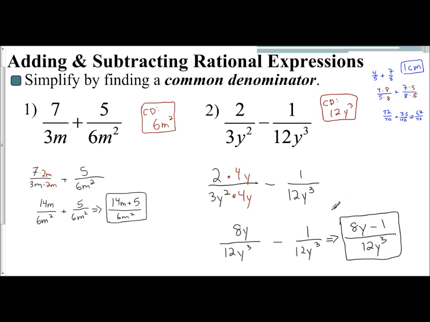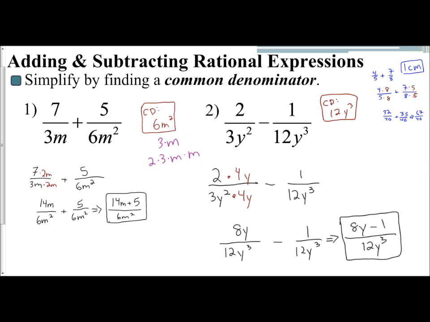And so the key here is finding your common denominator. Now, I just went through and told you it's the idea of least common multiple. And the way you figure out the least common multiple is I would look at maybe even the prime factors of 3m is 3 and m. The prime factors of 6m squared is 2 times 3 times m times m.